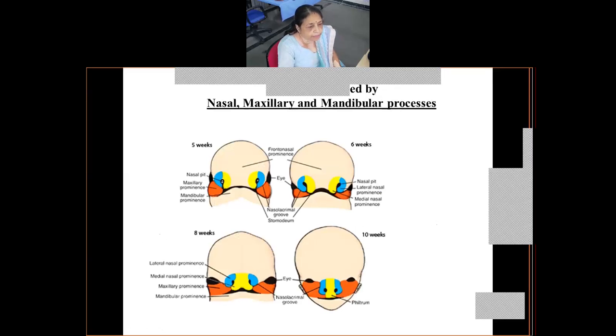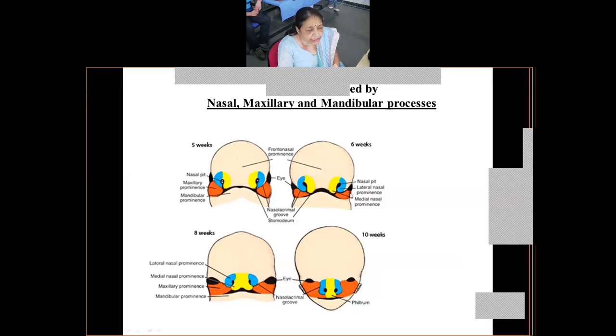Now here we come to a slightly colorful picture, but I will tell you the same thing again. This yellow color is the medial nasal process, the blue color is the lateral nasal process, this orange color is the maxillary process, this is the mandibular process, and here is the frontonasal prominence, from which the forehead and the root of the nose will develop.